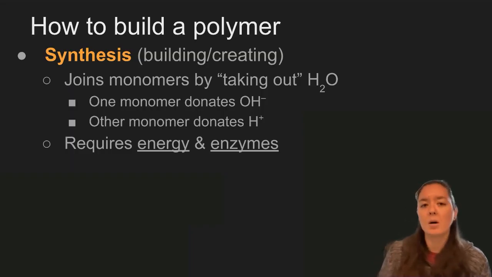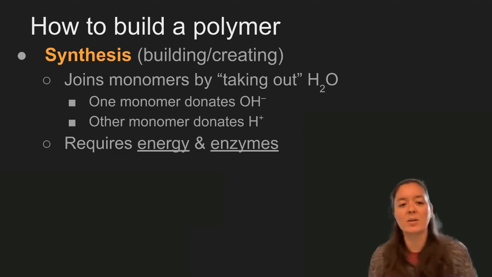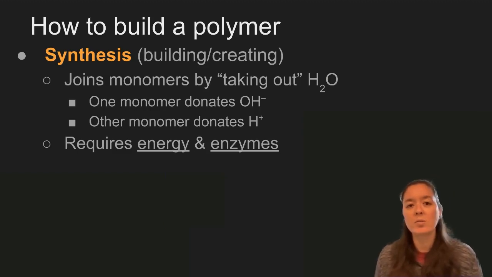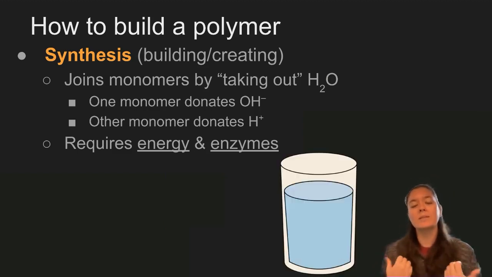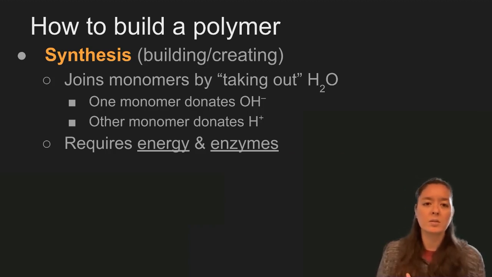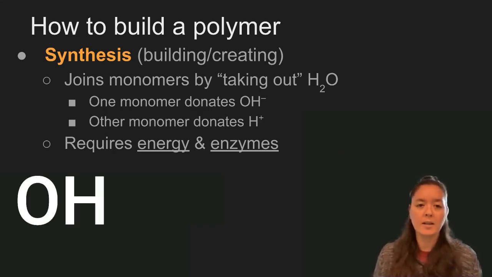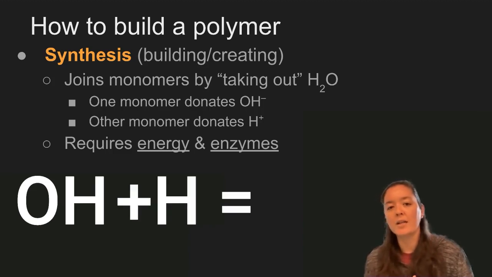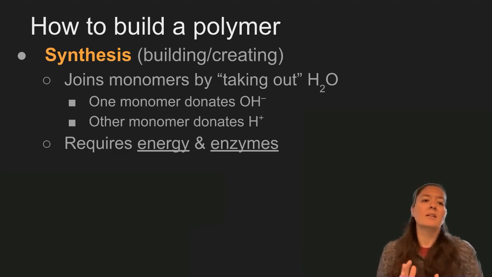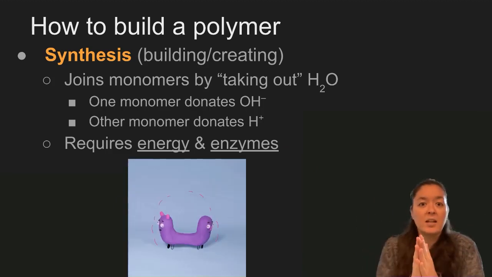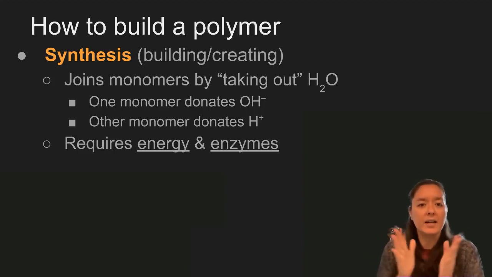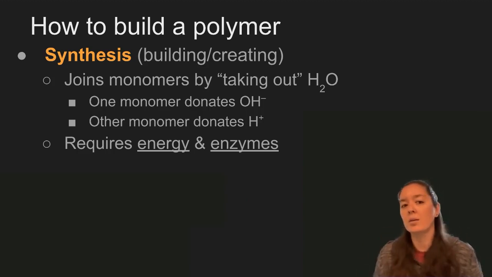So when we build a polymer, this is called synthesis. We are synthesizing, or creating, a new molecule. And in order to do that, we need to remove or take out water, H2O. One of those monomers donates an OH, and the other monomer donates an H, leaving us with 2 H's and an O, or water. And then when they get stuck together, when we remove the water with that bond, now we have a connection to start creating our polymer.